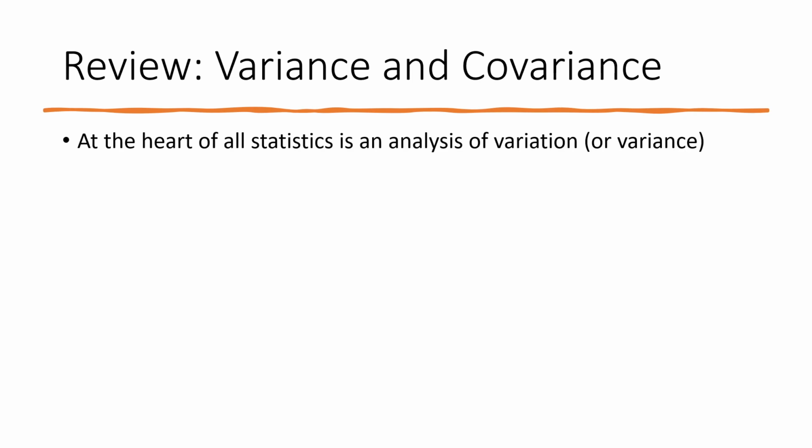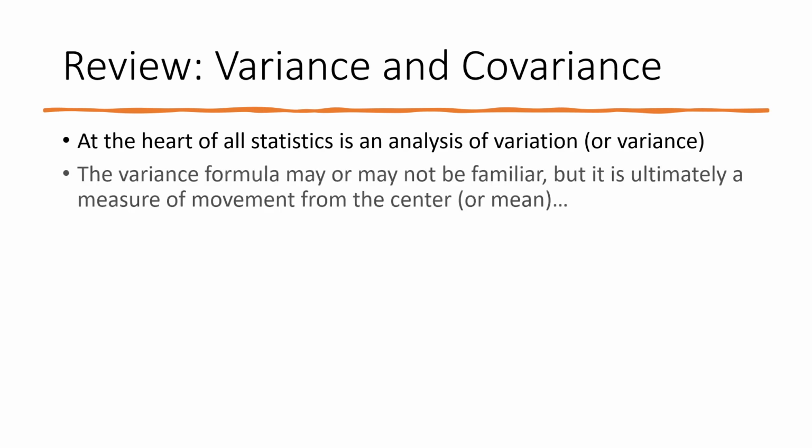And so within this, variance and covariance are actually very, very important concepts, even though sometimes they take a backseat in applied statistics courses. The variance formula may or may not be familiar. Hopefully you've seen it before. And it's really just a measure of movement from the center or mean. So in this formula, I have my score for each individual, that's x sub i, and I'm subtracting the group mean score from it. So that's the distance between every individual and the average. So that's how far away everybody is from the average. That's some measure of variation.